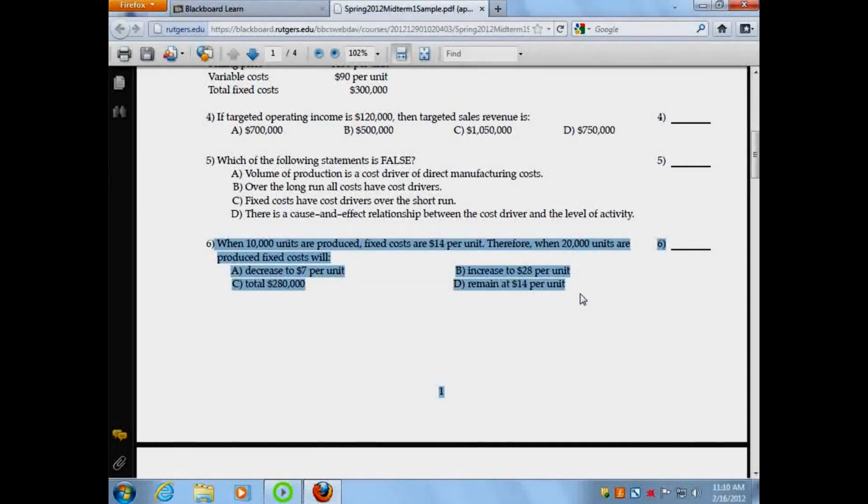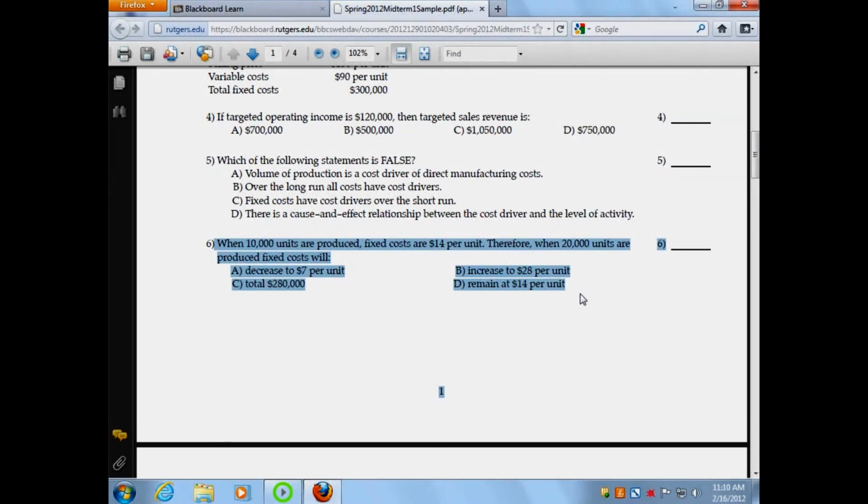When you make 10,000 units, the fixed costs are 14 per unit. Therefore, when you make 20,000 units, fixed costs will do what? It will remain at 14 per unit. Who agrees, who disagrees? You agree or disagree?